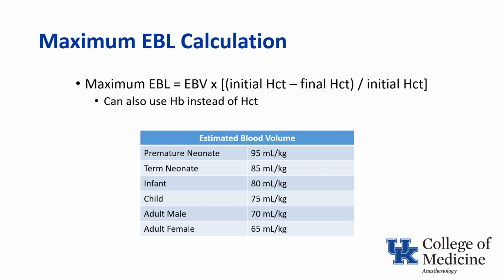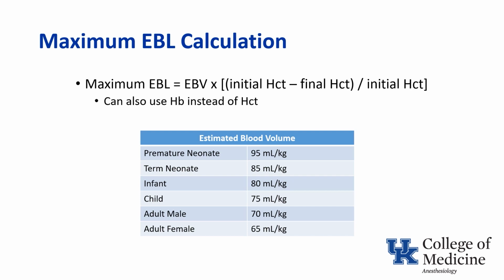Whatever that lowest allowable hematocrit is, you subtract that from their current or initial hematocrit, and then take that number and divide it by their current hematocrit. That gives you a ratio that you multiply by their estimated blood volume, giving you their maximum estimated blood loss. For example, you have an initial hematocrit of 30.